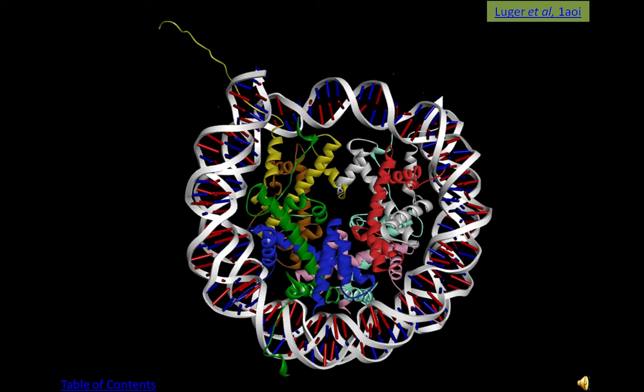You can download the virtual structure file for this by clicking the Protein Data Bank link at the top of the screen. You cannot see it from this flat two-dimensional perspective, but the DNA is not interacting with the unstructured N-terminal arms of the octamer. It's merely obscuring our view of them.